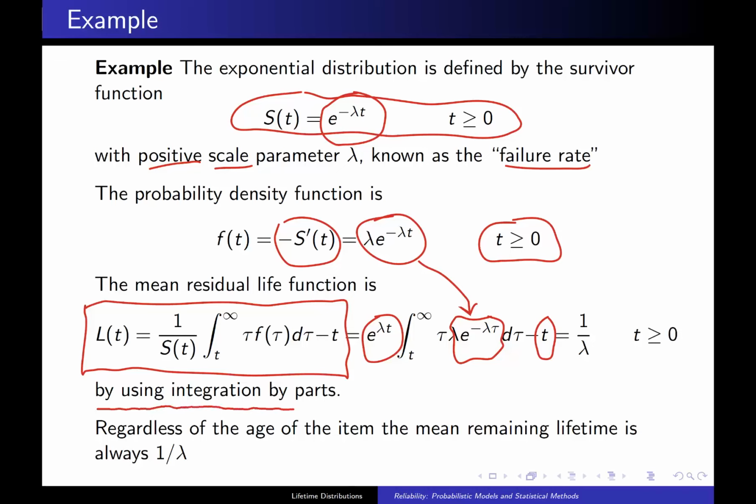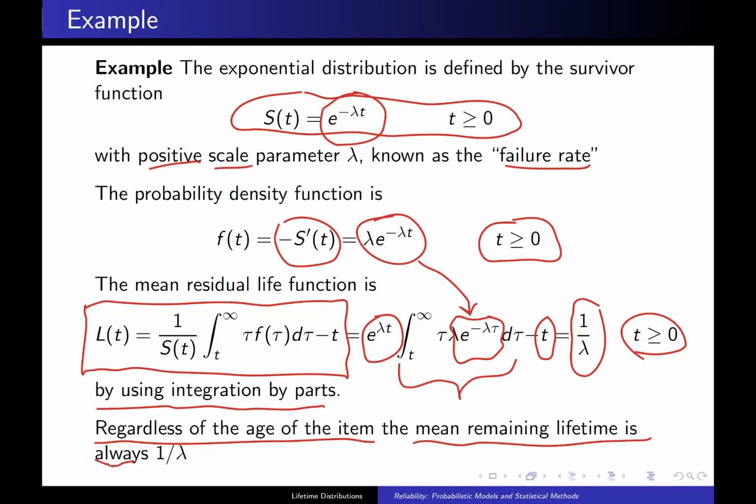Well, if you use integration by parts on this, and I won't go through the details, but this is the integral right here that requires integration by parts, everything drops out and you get 1 over lambda for t greater than or equal to 0. What that says is, regardless of how old the item is, the mean remaining lifetime is always 1 over lambda. Now that should not be surprising to you because the exponential distribution has the memoryless property, and because a used item is just as good as a new item, it makes sense that you should get a constant for the mean residual life function.